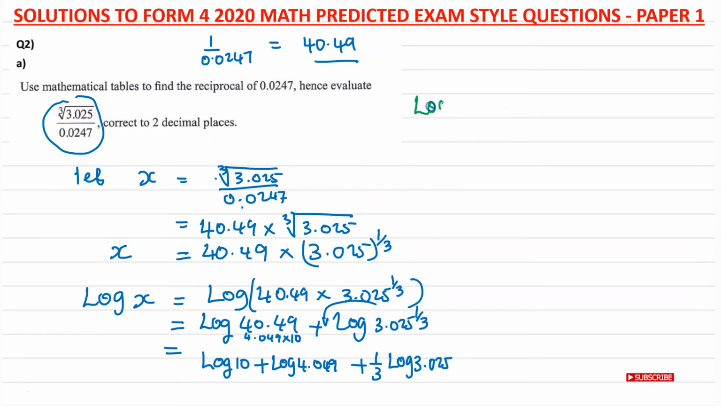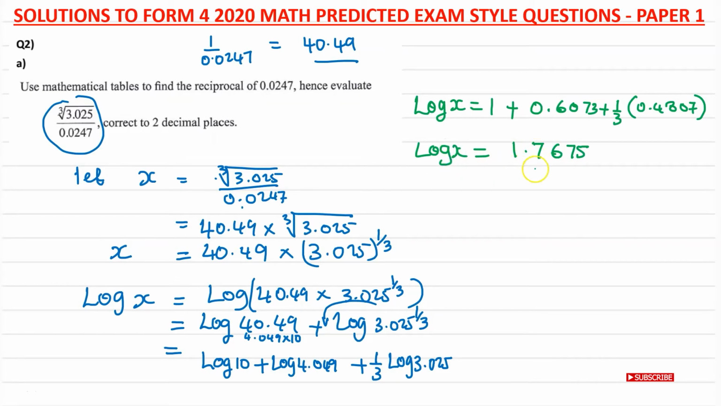So what do I have? I have log x is equal to log 10. We know that's 1. And then we can plus a log of 4.049. That's going to be 0.6073 plus 1/3 of a log of 3.025, which is 0.4807. Okay, so now what I'm left to do is just add all these up. If you add them up, you will get 1.7675. So this is my log x.